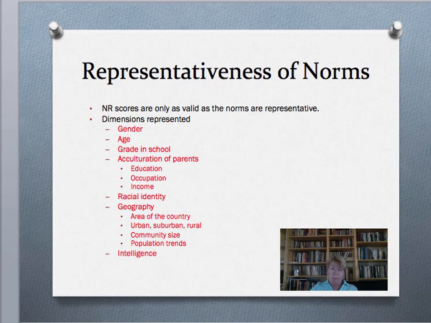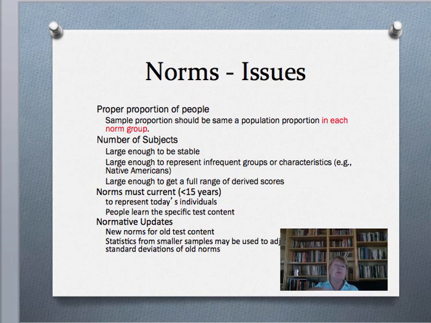So we want to see all of the various age groups, grades, different incomes, different racial identities, and so forth, represented in the group on whom the test was normed, because those norms are what we will be comparing our students to when we give them that assessment. So I want you to look for that in the technical manual and report on what was represented. So what we want is the proper proportion of people. It should be the same as a population proportion, so we think about the census.